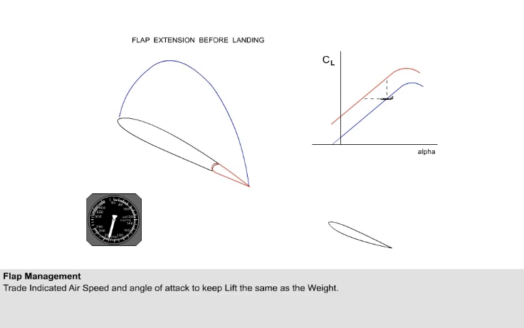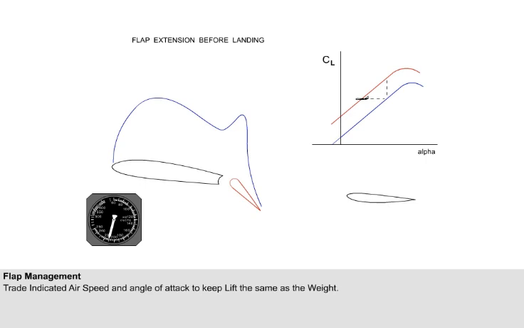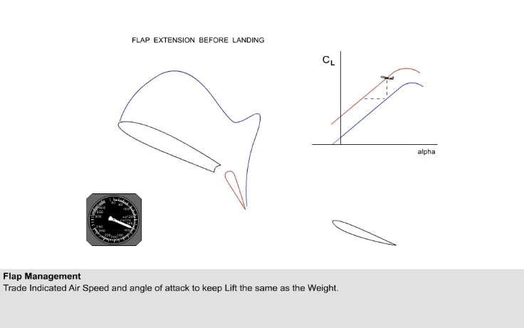When considering flap extension prior to landing, we can use the same principle of trading indicated airspeed and angle of attack to keep lift the same as the weight. As the flaps extend, the pilot must decrease the angle of attack. Just in case the examiners ask you, please note that to maintain level flight at a constant indicated airspeed as the flaps extend, the lift coefficient must remain constant. With the aircraft now on the flaps down lift curve, the pilot can decrease the indicated airspeed while increasing the angle of attack to keep lift the same as the weight.